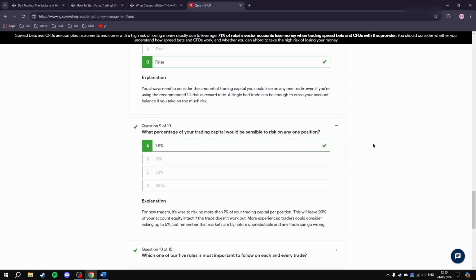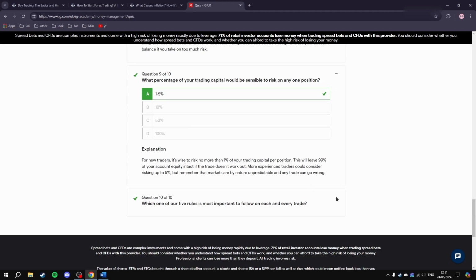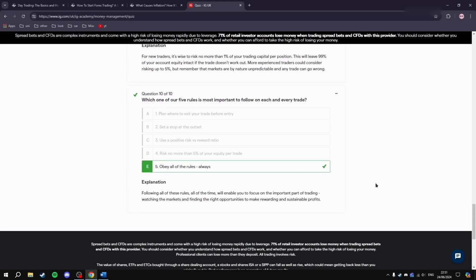For new traders, it's wise to risk no more than 1% of your trading capital per position. This will leave 99% of your account equity intact if the trade doesn't work out. More experienced traders could consider risking up to 5%, but remember that markets are by nature unpredictable and any trade can go wrong. Following all of these rules all the time will enable you to focus on the important part of trading, watching the markets and finding the right opportunities to make rewarding and sustainable profits.